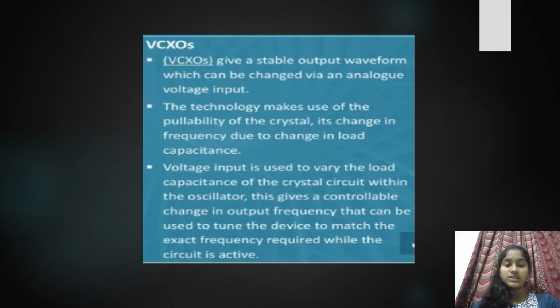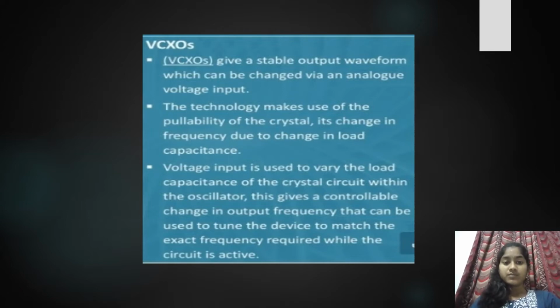Using a VCXO enables high levels of stability of the quartz crystal to be combined with low levels of phase noise to be achieved, while still allowing the frequency to be altered or trimmed by a small amount. VCXOs give a stable output waveform which can be changed via an analog voltage input.